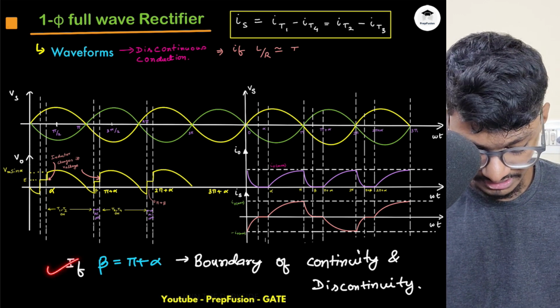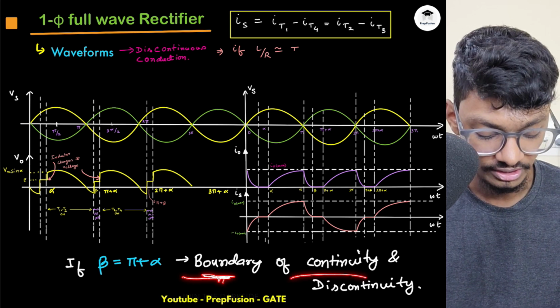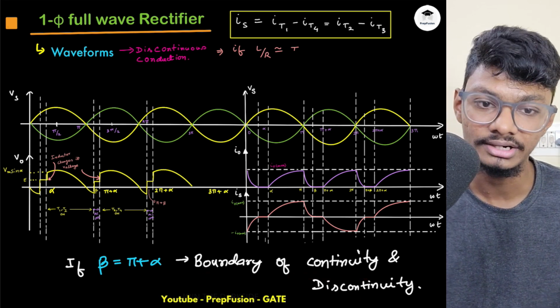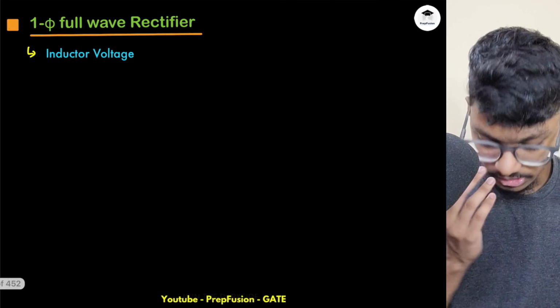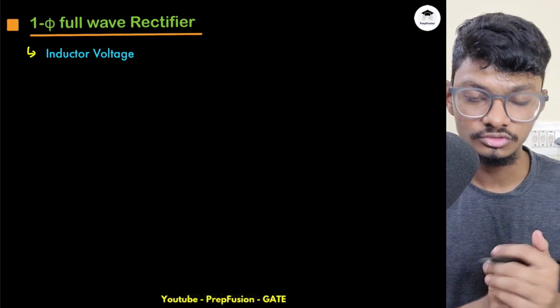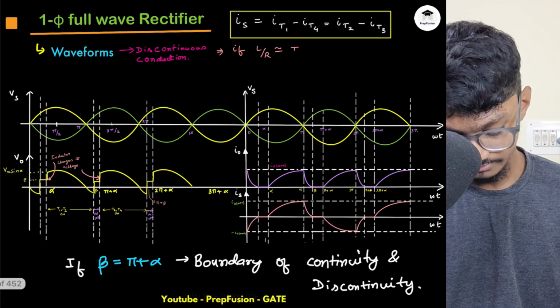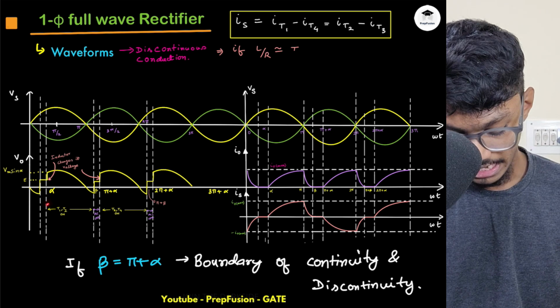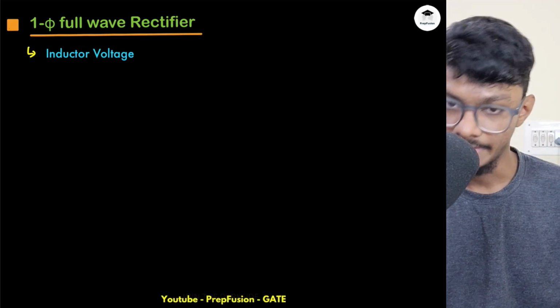If beta is equal to pi plus alpha, that means I am on the boundary of continuous and discontinuous conduction. One condition you should know, from which this numerical comes: this cycle, from alpha to pi plus alpha, is completing a cycle.